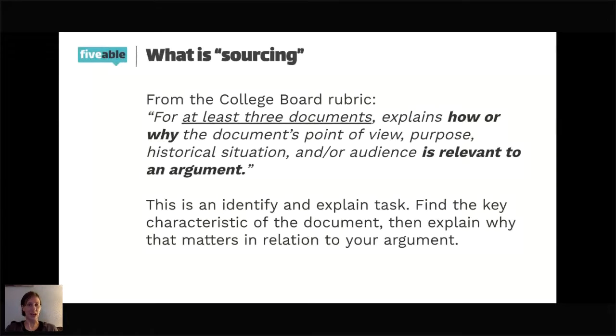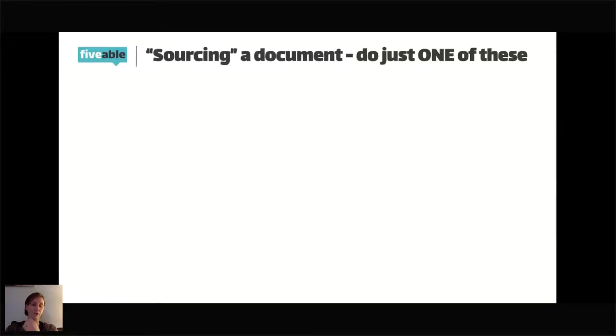It sounds like a lot. So let's break down these different categories. One thing I want to say, and I really can't stress this enough because it confuses students sometimes, is that in terms of sourcing, you only need to do one of the 4 categories of sourcing for any given document. You do not have to do all 4.